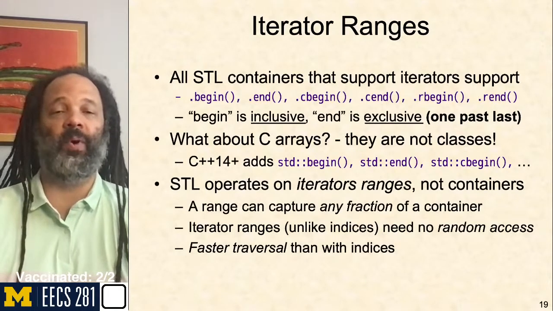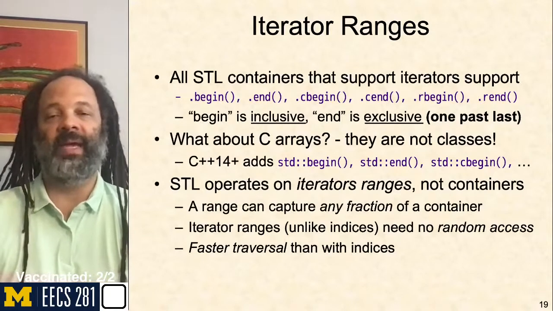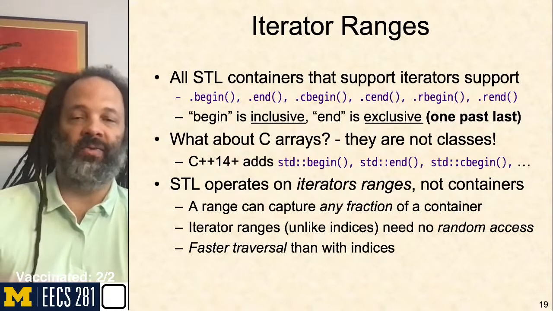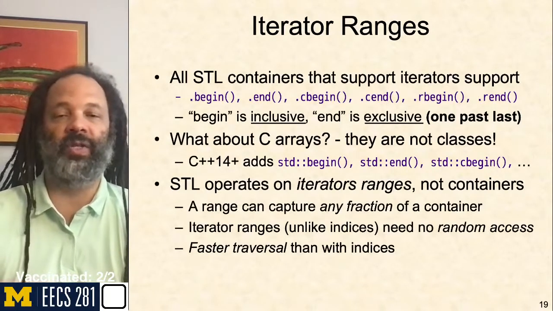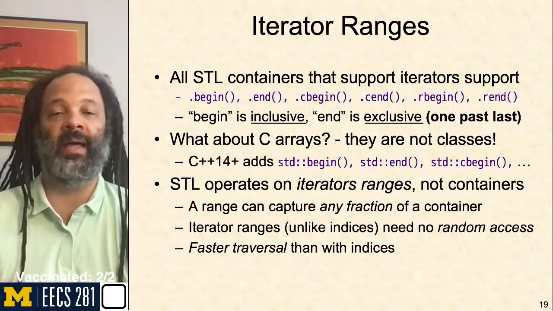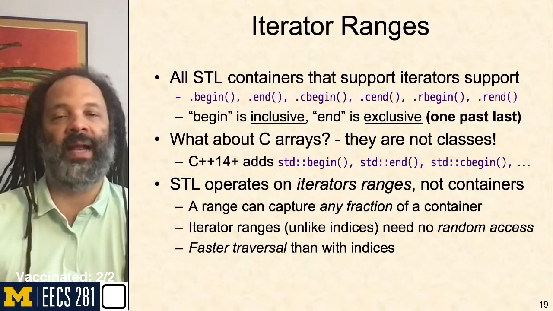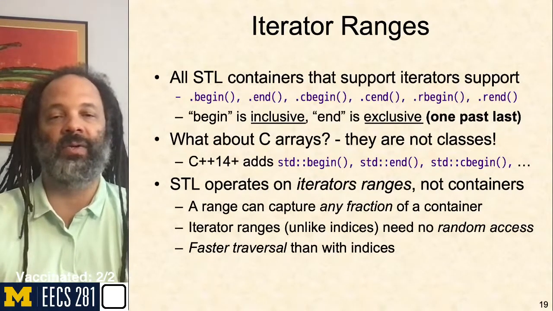All the STL containers that support iterators support begin and end. Let me get the beginning of this range and the end of this range. They also have a couple other versions. There's cbegin, which is give me an iterator that starts at the beginning, but is a constant iterator. It's going to give me a reference to something that I am not going to be able to change, right?